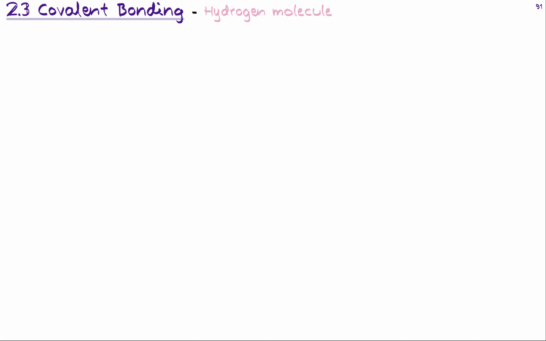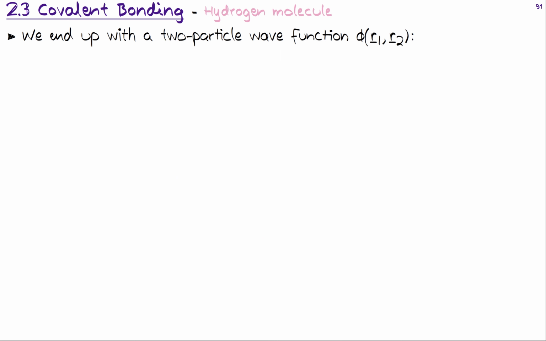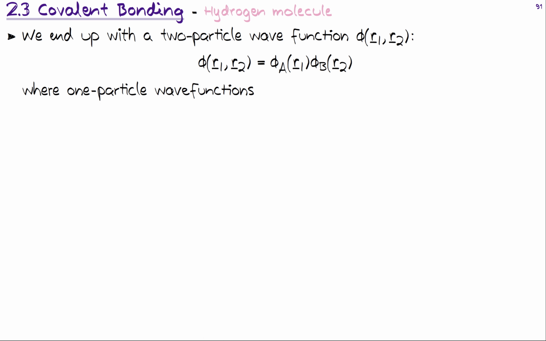And now we are left with a two-particle wave function. We can write that as phi with two arguments inside, so it depends on R1 and R2. And next we assume that this is separable, so that we can describe it as a product of wave function phi_A at the position R1 and phi_B at the position R2, where phi_A and phi_B are the one-particle wave functions. We can now solve them separately. That's doable. And after that, we can form the two-particle wave function, phi.